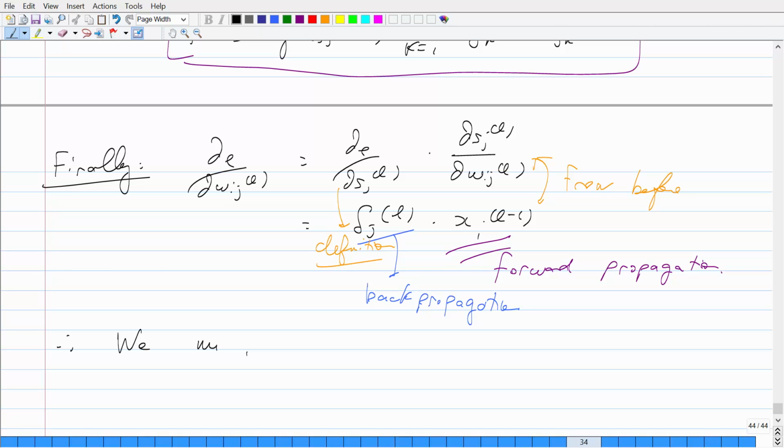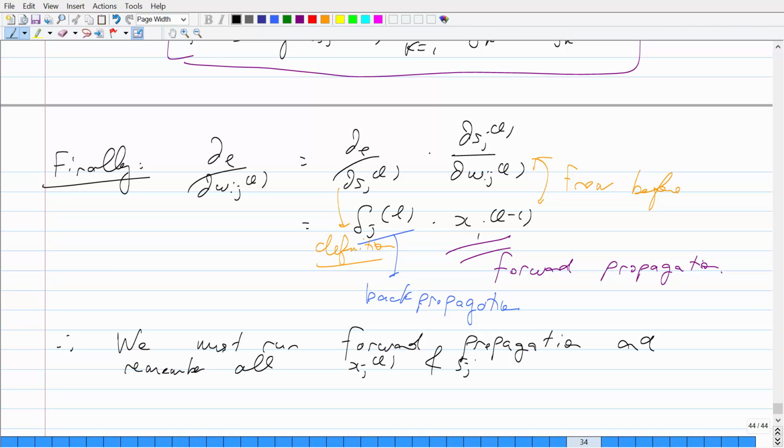We must run forward propagation. Then I'll show you a linear algebra shortcut, and then I'll call it a day. I'll have to do an example next class. So we must run forward propagation and remember all the x_j's and the s_j's before computing the gradients.